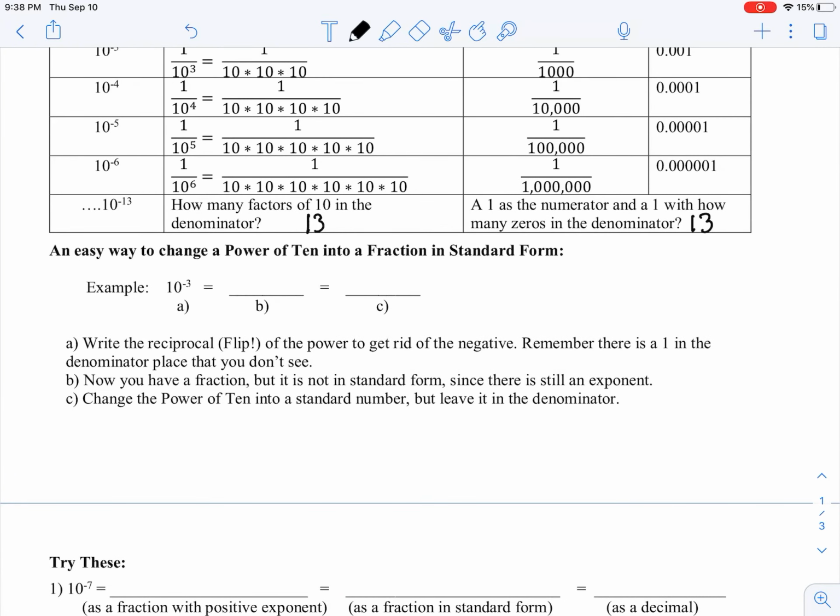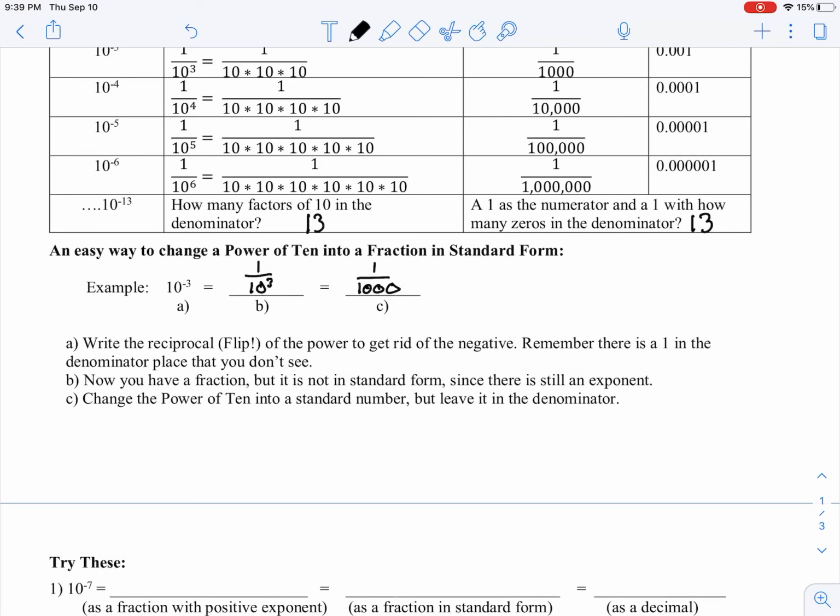So this is just explaining, once again, going through the steps here. We write the reciprocal, flip the fraction, so this will be 1 over 10. Now that we have our fraction, it's not in standard form since there's still an exponent, so remember that exponent turns positive. So we want to change our power of 10 into a standard number and leave it in the denominator. So we have 1 over, well, 10 to the third is 1,000.